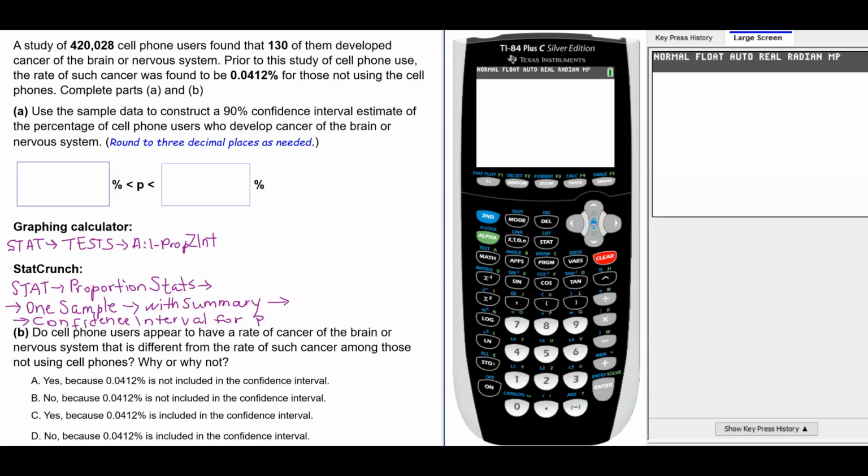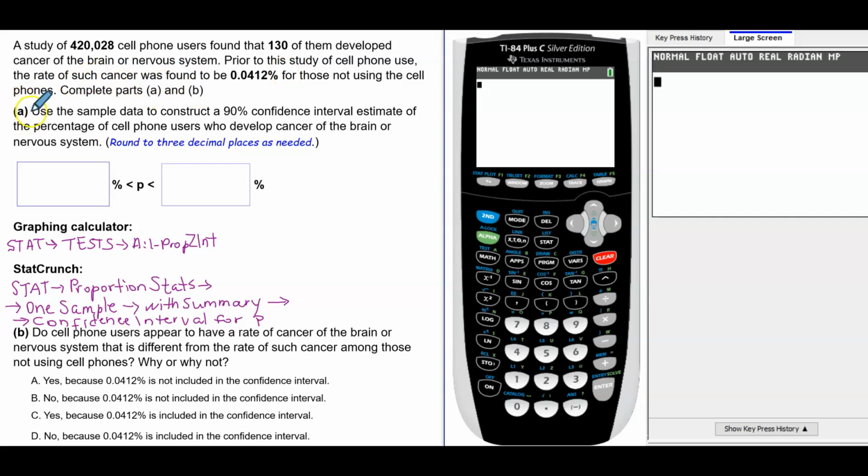Let's review how to build a confidence interval for the population proportion using the following example. A study of 420,028 cell phone users found that 130 of them developed cancer of the brain or nervous system. Prior to this study of cell phone use, the rate of such cancer was found to be 0.0412% for those not using the cell phones. Complete parts A and B.